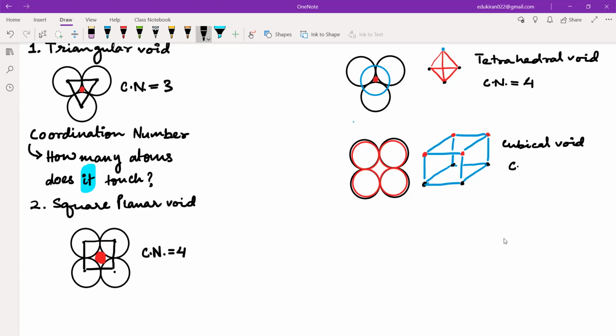Coordination number will be 8. Now, let us move on to the next void.